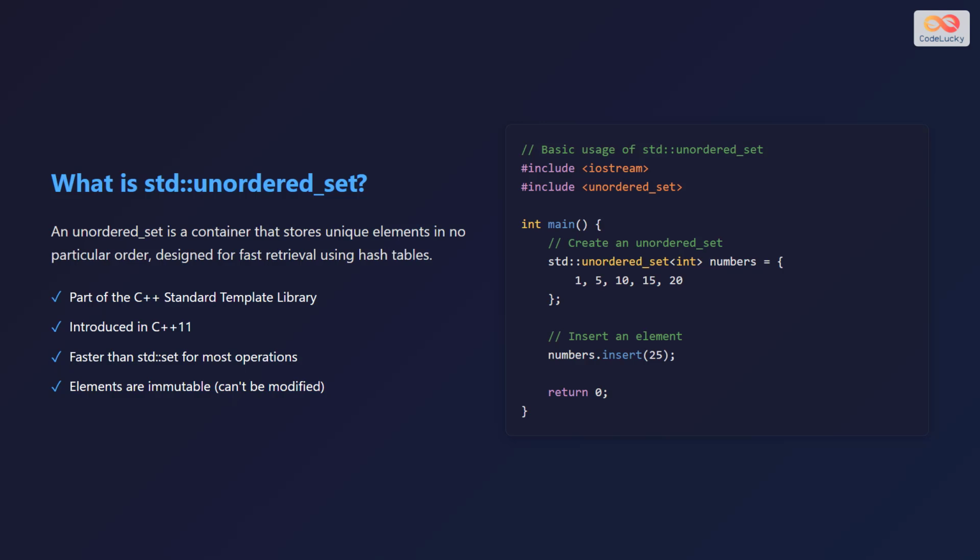First, you include the IOStream and unordered set headers. Then, inside the main function, you can create an unordered set of integers called numbers and initialize it with some values, such as 1, 5, 10, 15, and 20. To insert a new element like 25, simply use the insert function.